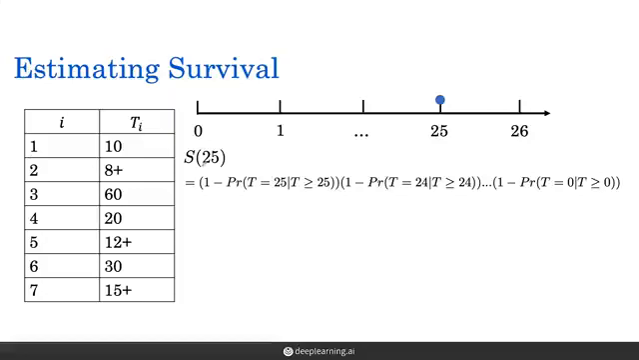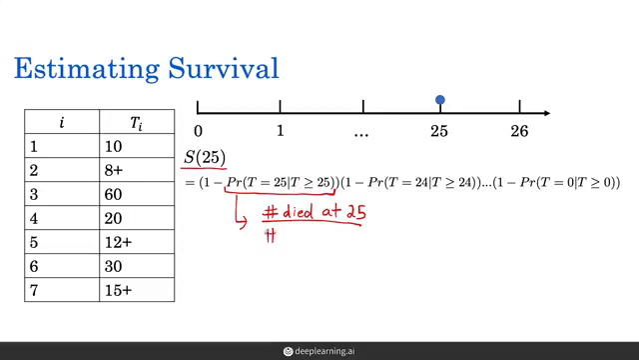So we've seen how we can represent the survival function using the following expression. And the benefit of using this expression is we can directly estimate this quantity from data. So the probability that the time to event is at a given time can be estimated by looking at the number of patients who died at that time, so the number of patients who died at 25. In the denominator, we're going to look at the patients who have a time to event at or after 25.